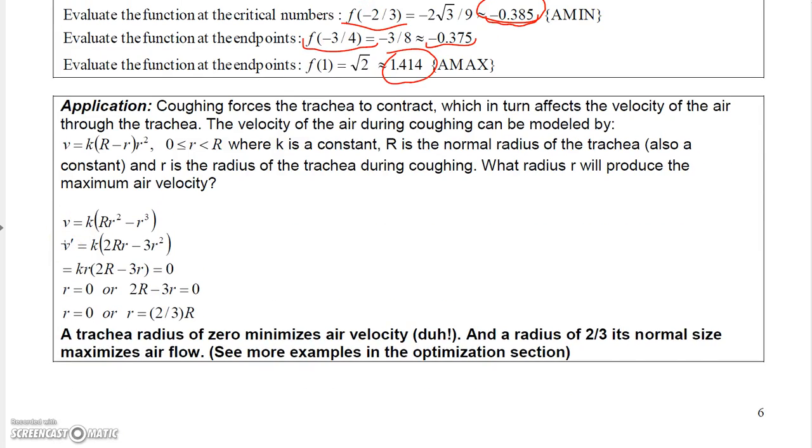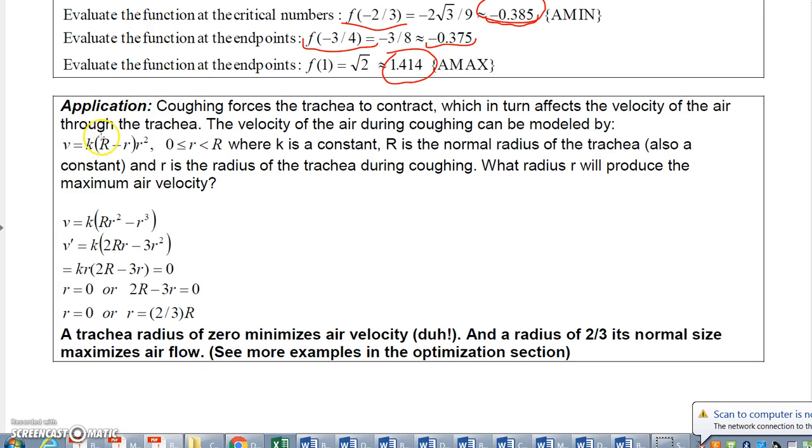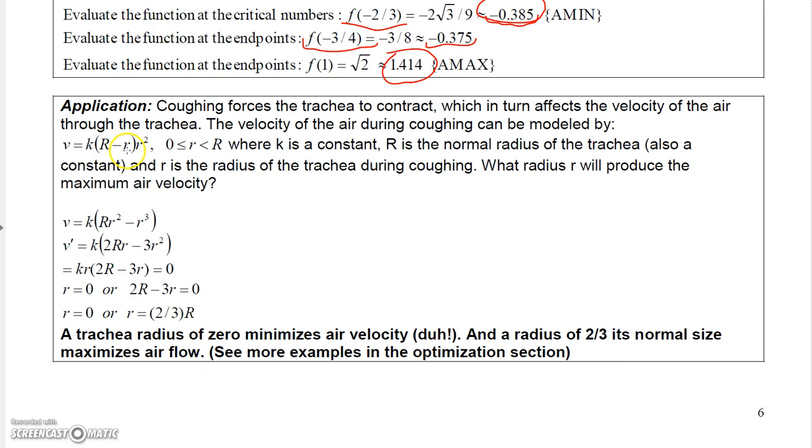Now, I'm going to end this section with a little application. I've always thought this was an interesting application. It says coughing forces the trachea to contract, which in turn affects the velocity of the air through the trachea. The velocity of the air during coughing can be modeled by this formula: velocity equals K, a constant, times the quantity capital R minus small r, times r squared. And little r has to be between 0 and capital R.